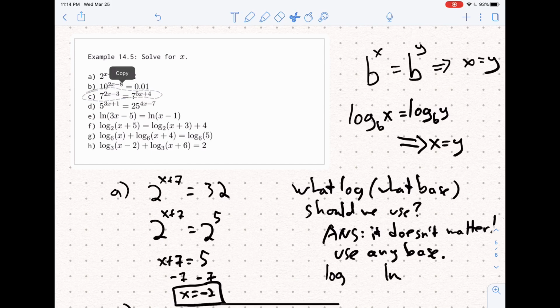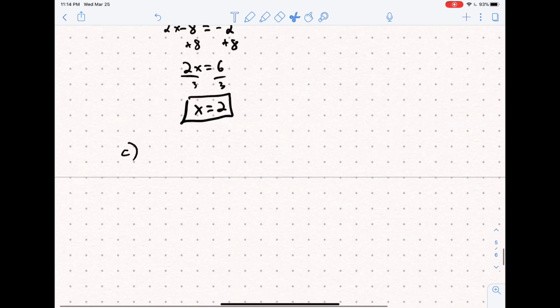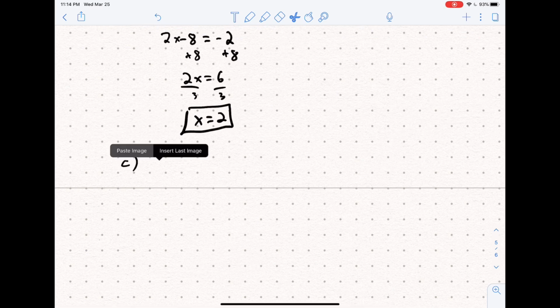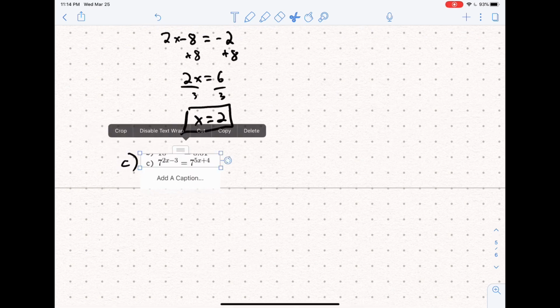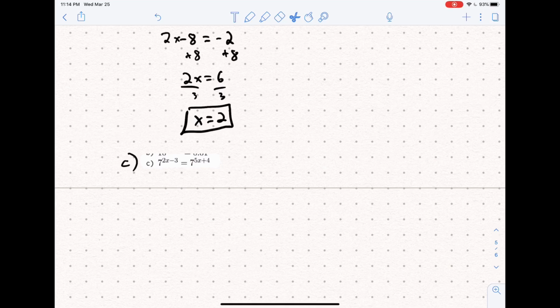So part C, 7 to the 2x minus 3 is equal to 7 to the 5x plus 4. Okay, this one is set up for you in a way that they want to try to trick you, but all you have to do is observe that it's a 7 to a power on both sides. And so we can use the same idea. 7 to a power equals 7 to a power. We can set the powers equal.